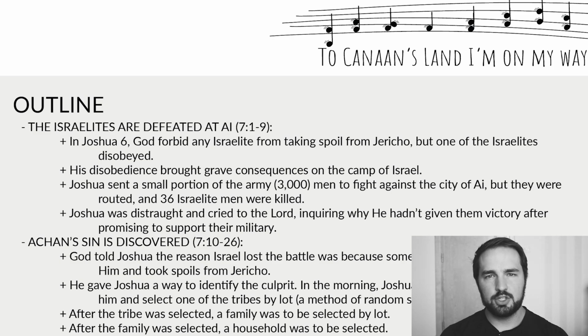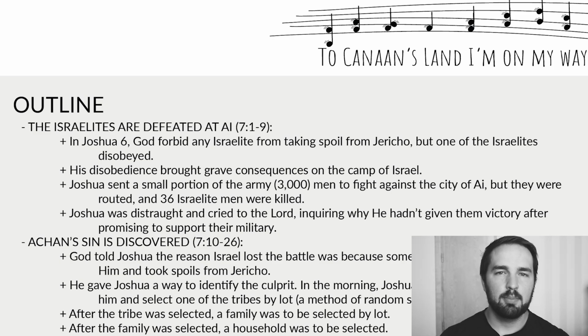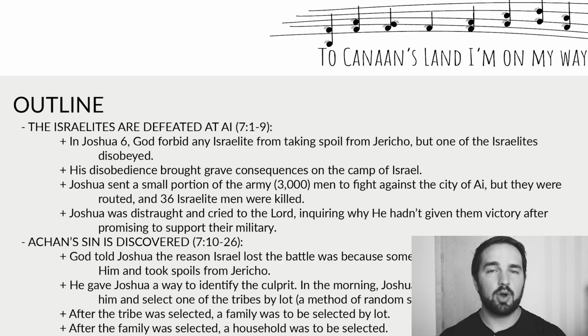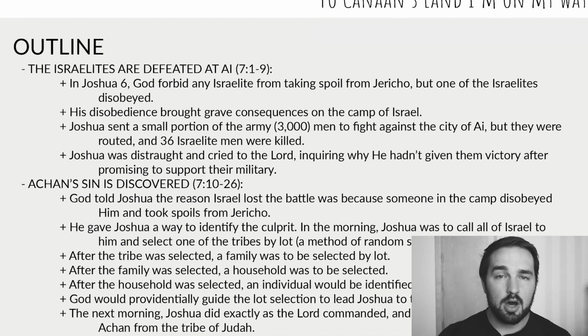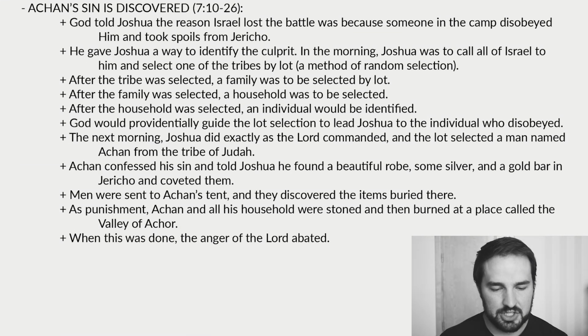So Joshua wanted to go up and defeat the city of Ai. He sent a small force of about 3,000 men to fight against the city, but they were routed and 36 men were killed. Joshua was distraught by this, and he cried out to the Lord, asking why the Lord hadn't given him victory, considering the Lord had promised to help their military. God is going to answer Joshua in the final section of this chapter, verses 10 through 26.